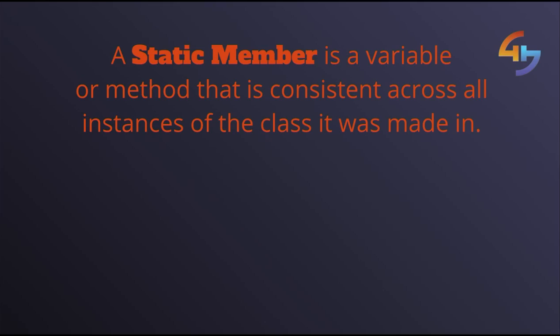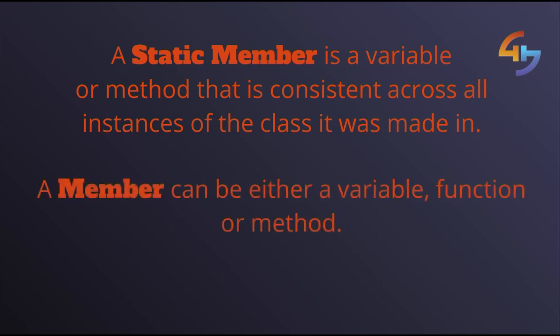So before we take a look at our scene, let's quickly understand what static members are and how to use them. So a static member is a member that is consistent across all instances of the class it was made in. What does this mean exactly? Well, let's break it down. The first term, member, simply refers to a method, function, or variable.